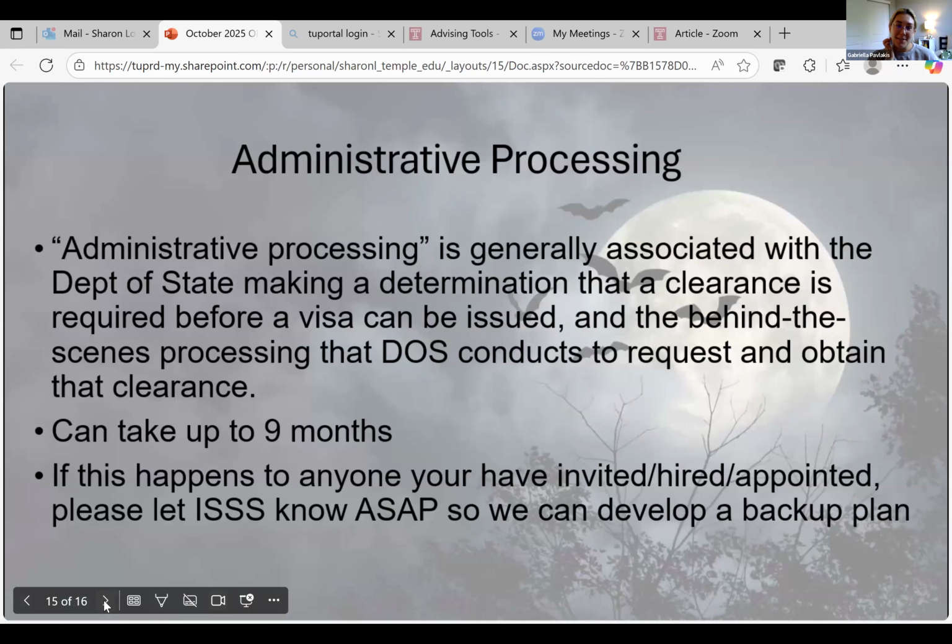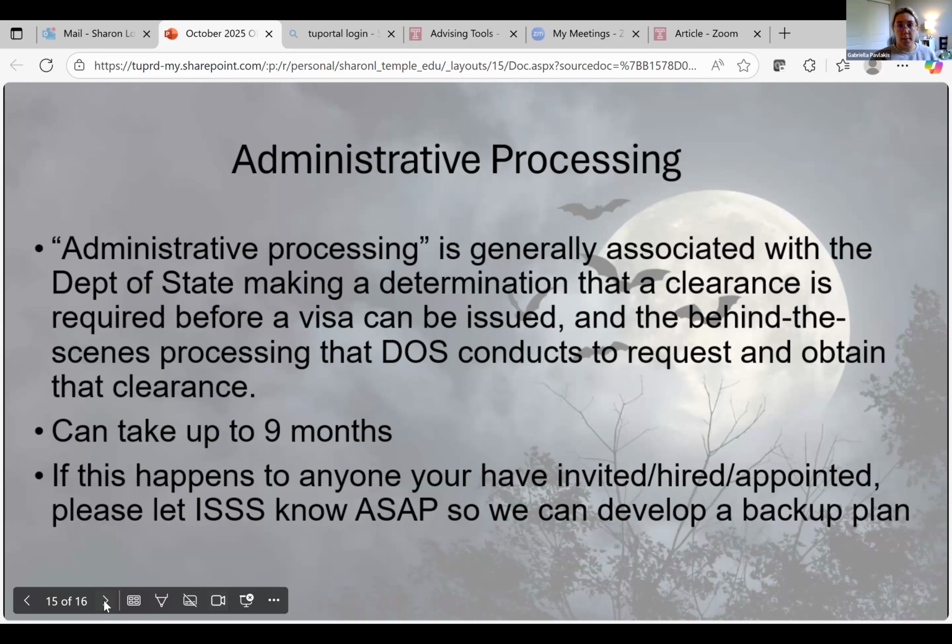And then the spooky background slide for scary administrative processing, which is happening more and more these days. It's basically if someone goes to get their visa stamp at a consulate outside of the US, whether it's their initial visa or an extension, a renewal of their visa, the officer there basically determines that they need to go through additional security measures. Most commonly these days, it's because of social media, because their profiles aren't public. So they do have to have all their social media profiles public at visa appointments these days.